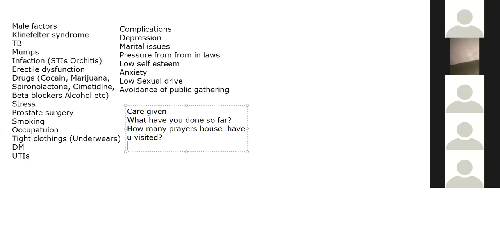Have you done any karyotyping? Karyotyping is one thing that you should do. You understand? Have you done any karyotyping? Or any genetic testing? You want to ask the patient about that. Okay? So you want to ask all these things. Have you done any semen analysis? You have to ask the husband, if she's a woman, whether her husband has done any semen analysis.